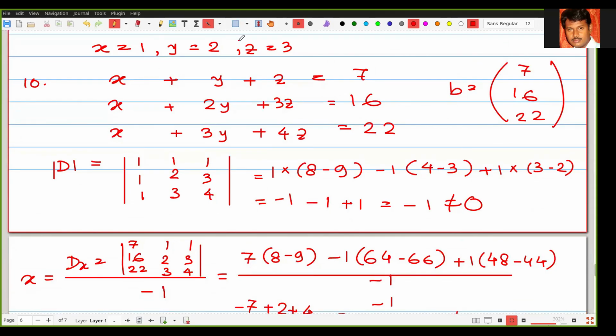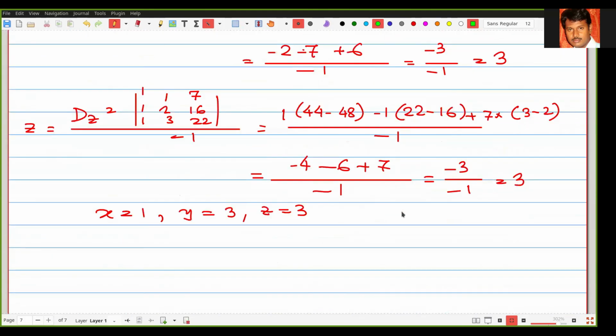Let's check really whether the values are true or not. Just put the value of x as 1 here, that is 3, we are getting 7. Same as x is 1, so that is 3 into 2, 6, and that is 3 into 3, 9. So 9 plus 6, 15, plus 1, 16. So the values are the same. So the values of x, y, z are 1, 3, and 3 respectively.